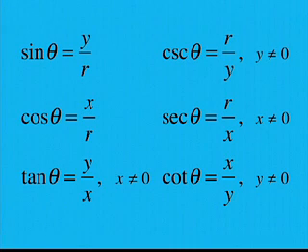Then we have the cosecant of theta, which is r over y, and again, in this case, y does not equal 0. The secant of theta is r over x, where x is not equal to 0. And finally, the cotangent of theta is equal to x over y, and again, y is not equal to 0.